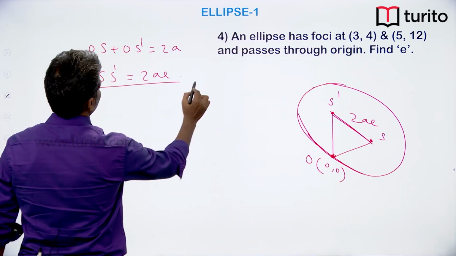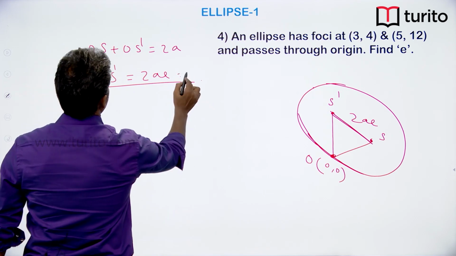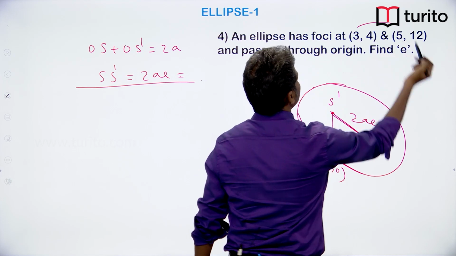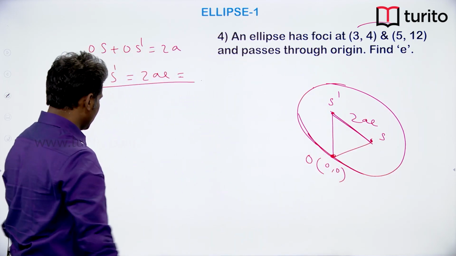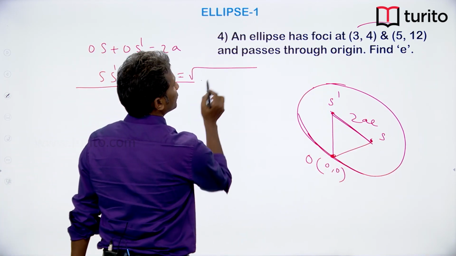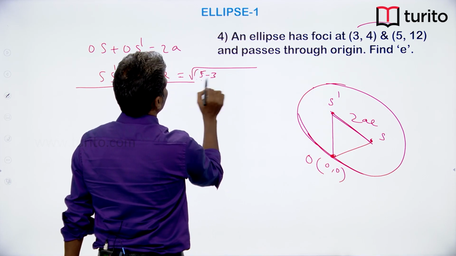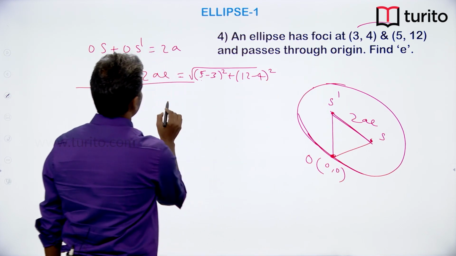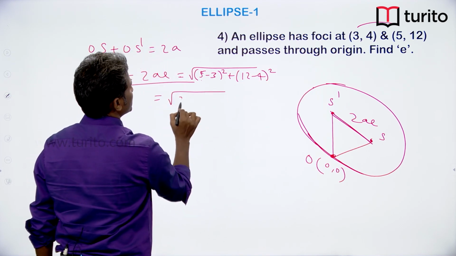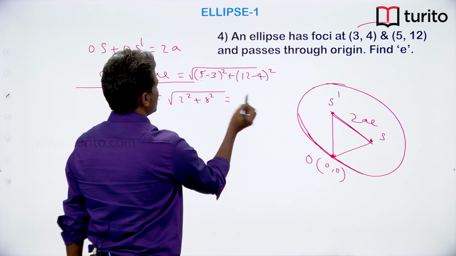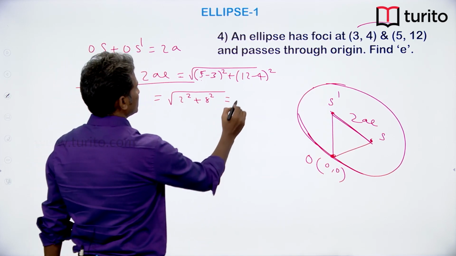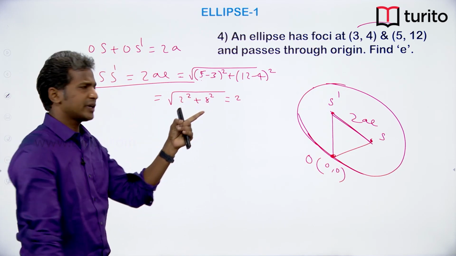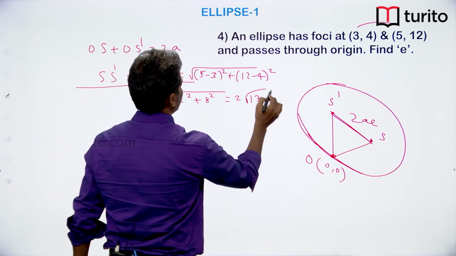Okay. Now what is SS dash? That is the distance between the points. So distance between these 2 points, we can apply the distance formula and get it. So here root of (5 minus 3) whole square plus (12 minus 4) whole square. This will give us root of 2 square plus 8 square. So if I take 2 square common, it will become 2 into root of 1 plus 4 square, which is root 17.